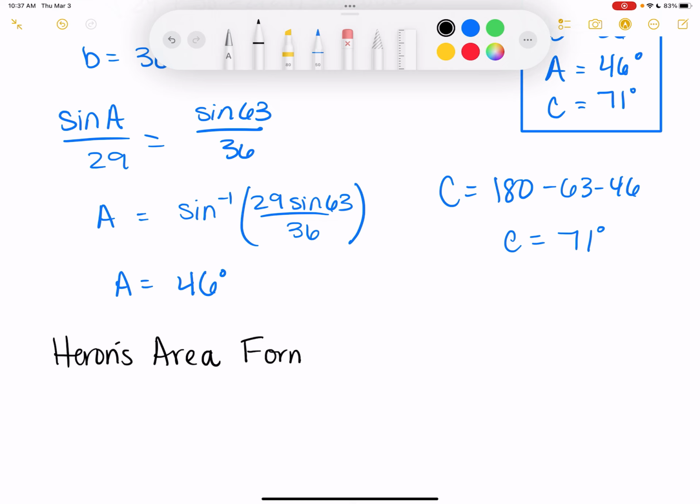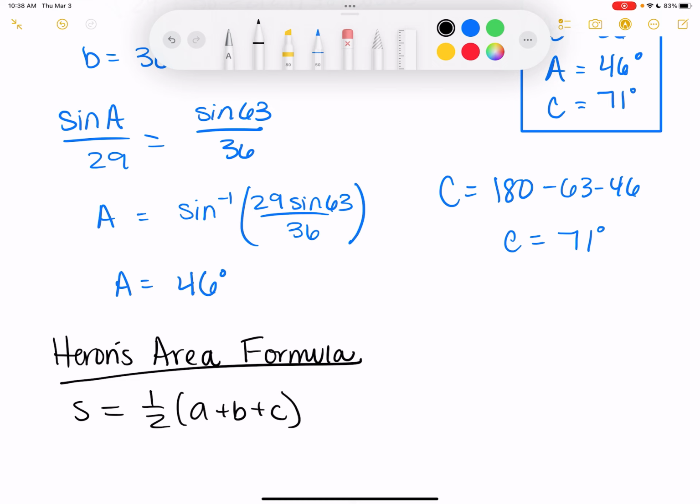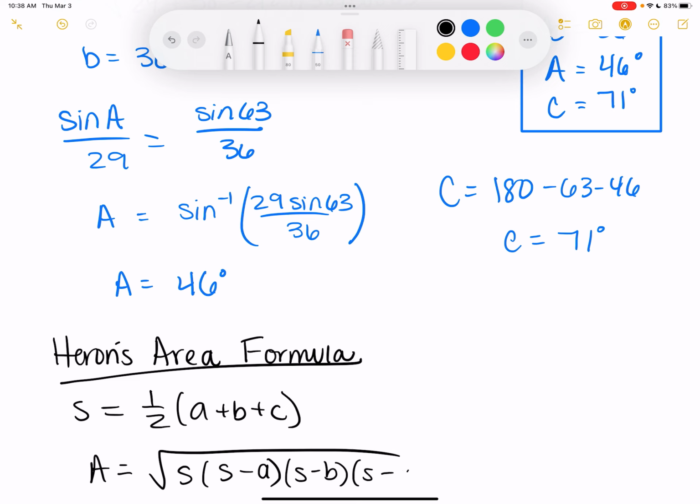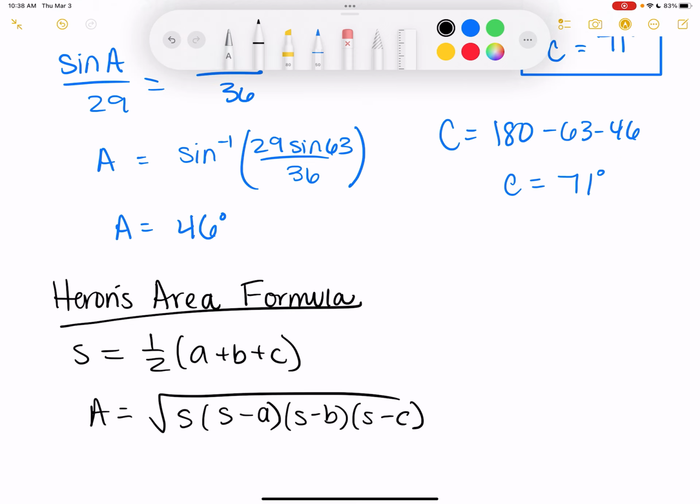All right, Heron's area formula. When you were writing it at first in the video, I thought it was heroin, and I was like, what? What is S? The semi-perimeter. It's one half of A plus B plus C. And then the actual area formula is the square root of s times (s minus a) times (s minus b) times (s minus c). Okay, which you should have already, but just for quick reference.